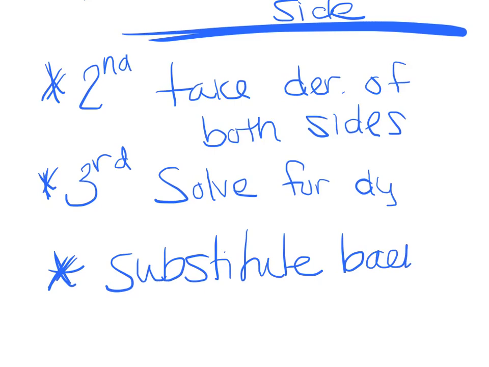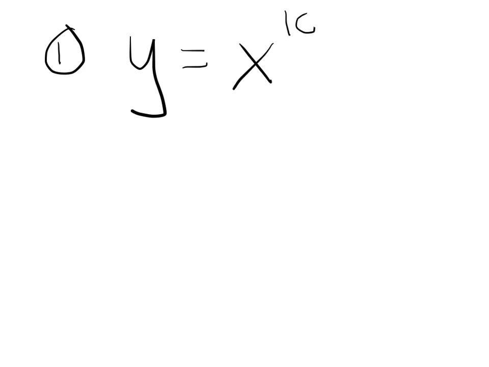Okay, we normally substitute something back in. All right, so let's attack our first problem here. And again, we'll go nice and easy. Let's say y equals x to the 10x. Okay, and you know it's variable to a variable because take a look at it. The base is a variable, and the exponent contains a variable.